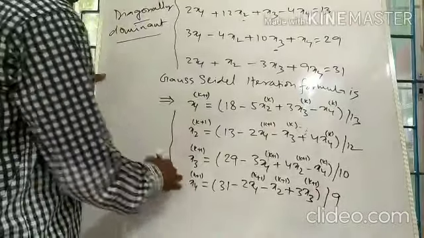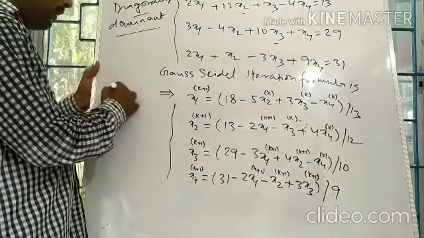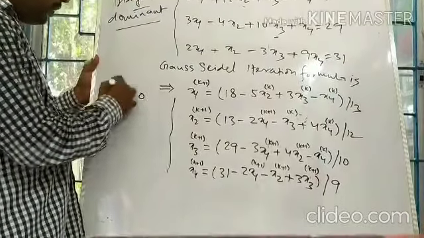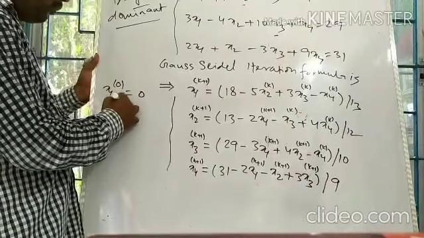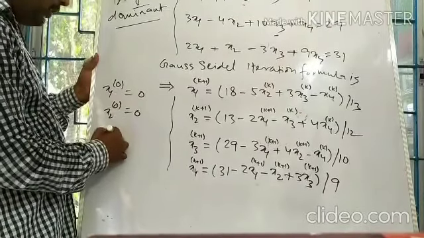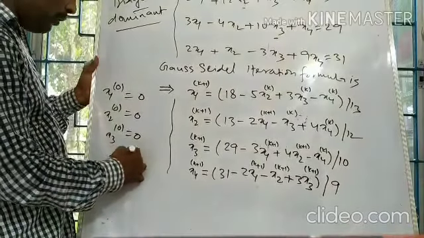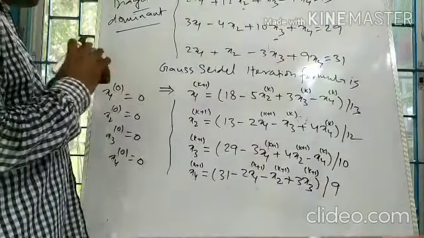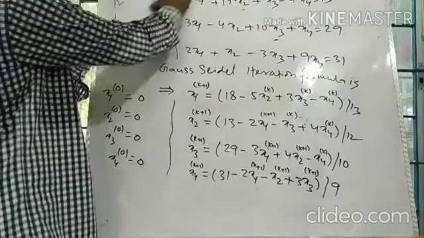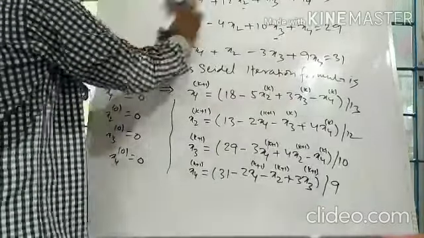Now we consider the initial approximation of these variables. x1(0) equals 0, x2(0) equals 0, x3(0) equals 0, x4(0) equals 0. Initial approximation of these four variables x1, x2, x3 and x4, these are zeros.